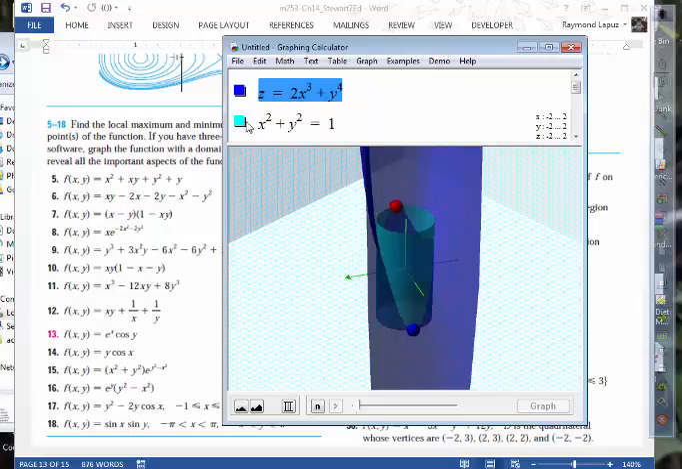I don't know what color to use. That's fine, I suppose. All right.